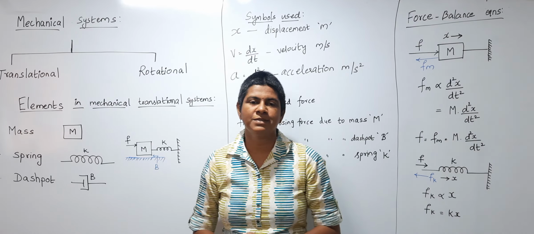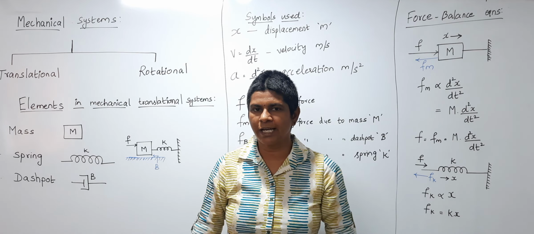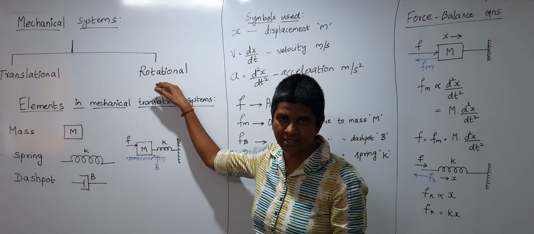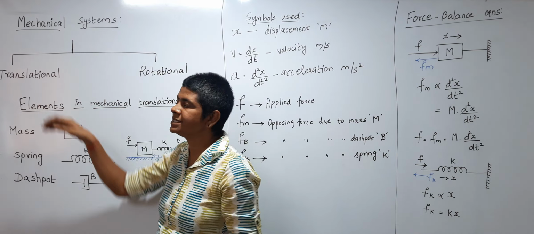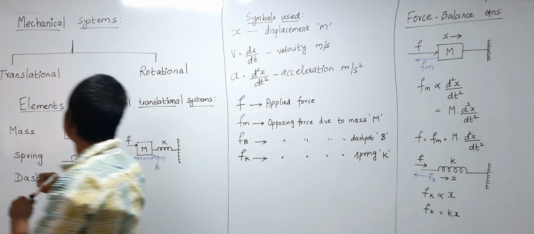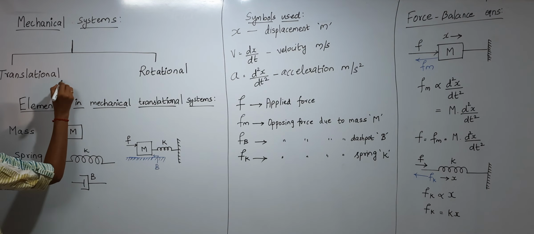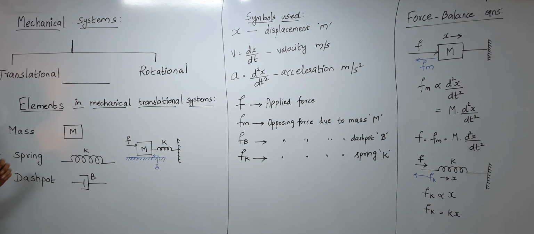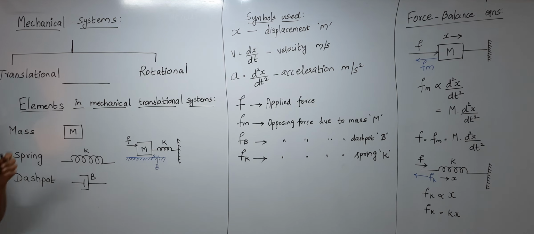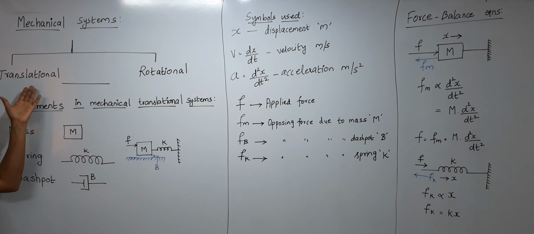So the mechanical systems are broadly classified into two types. One is the translational system and another one is the rotational system. A translational system is one which moves in a straight line. The force applied may be either a push or a pull. The best example is moving a box on the ground. Just by giving a push force, we are moving a box on the ground, which is a translational system.